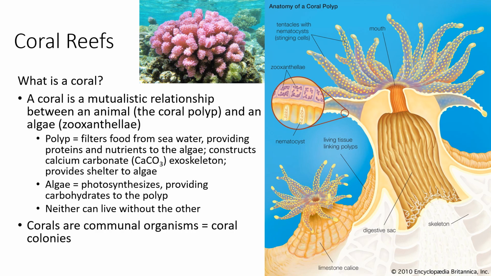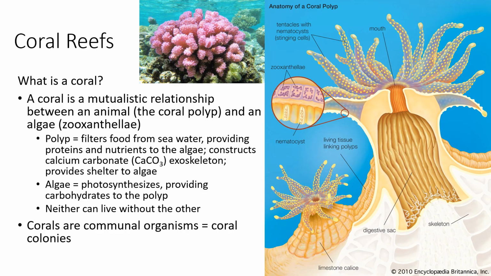A coral is a mutualistic symbiotic relationship between a coral animal, the polyp, and an algae. And those algae are zooxanthellae algae. Not a term that you should know or be able to spell, probably, but one that you should be familiar with. You won't see it too often, really.